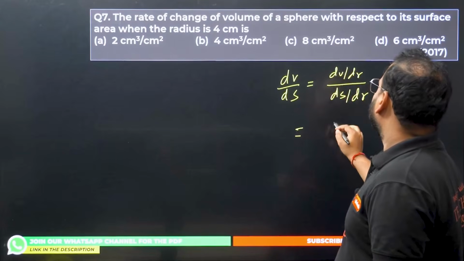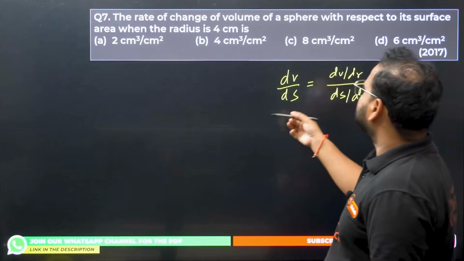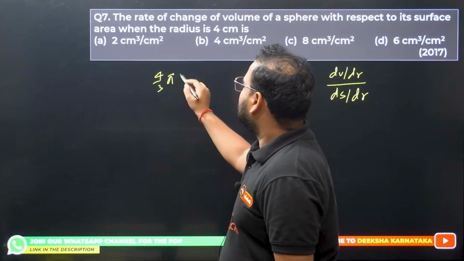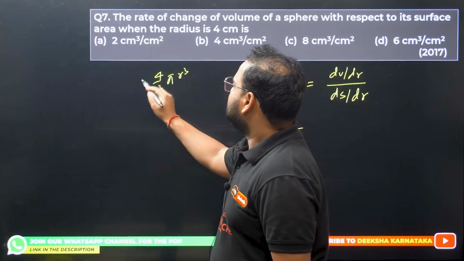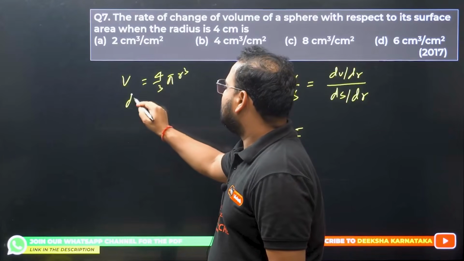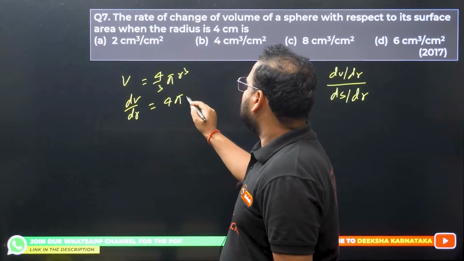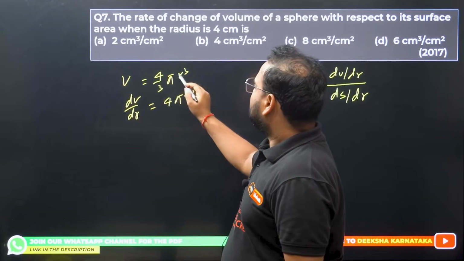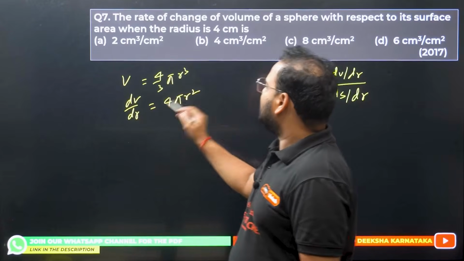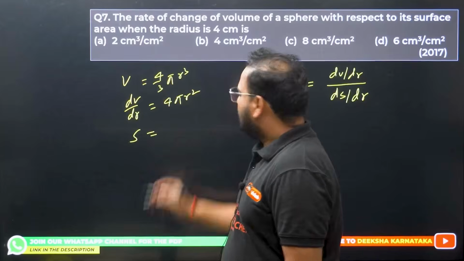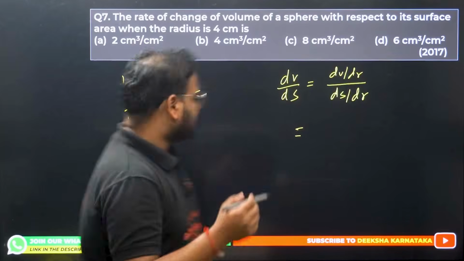Have a look, what do I get? dV by dr. Differentiation of 4 by 3 pi r cube, which is my V. So my dV by dr will become 4 pi r square. All of you know this, because if you take the 3 over here, 3 will cancel the 3. Same fashion, if you take S, what's the surface area of a sphere? Simply 4 pi r square.